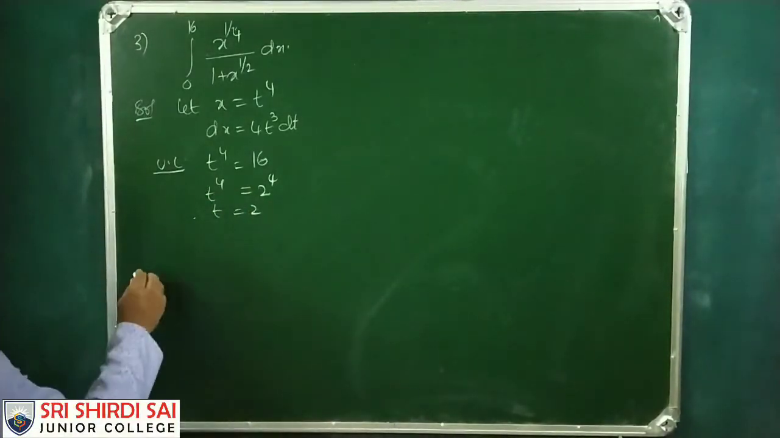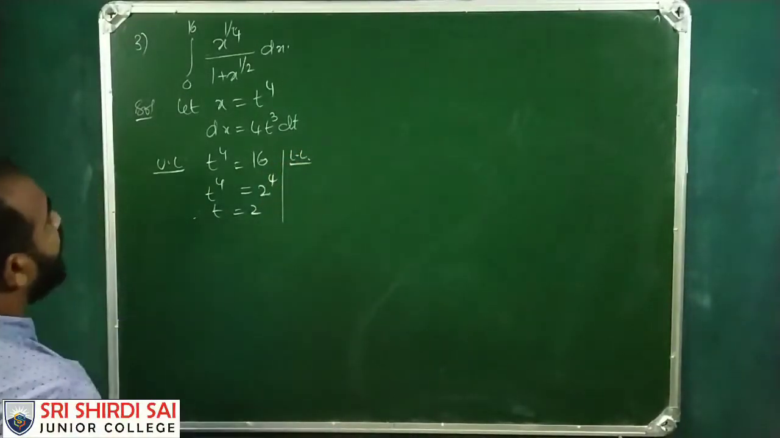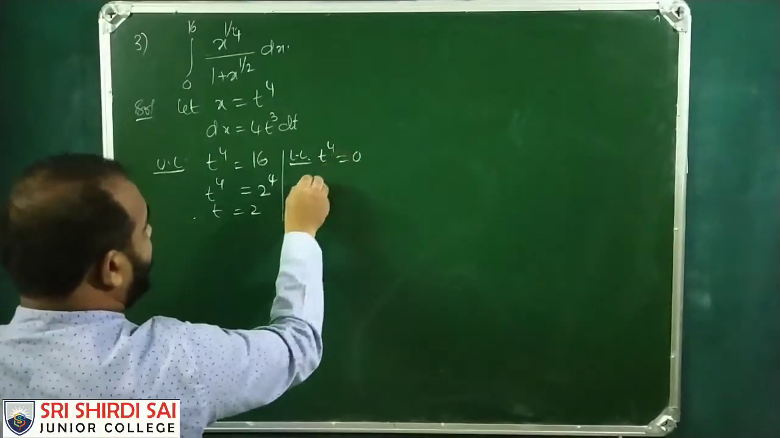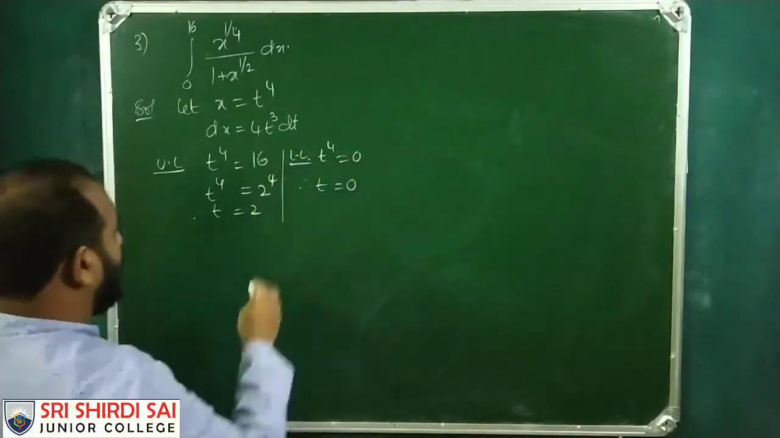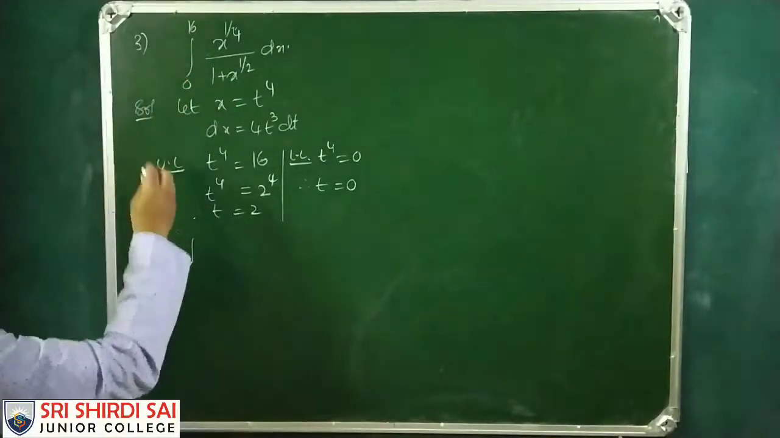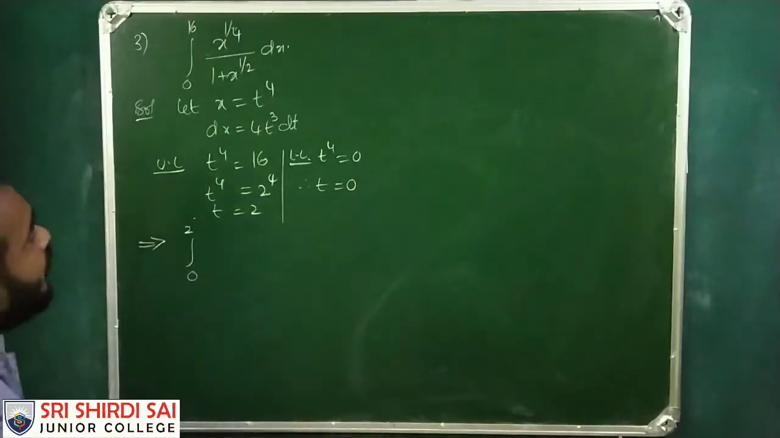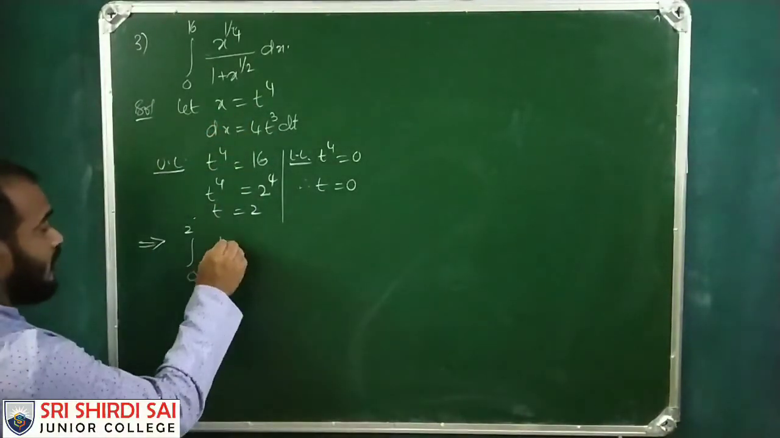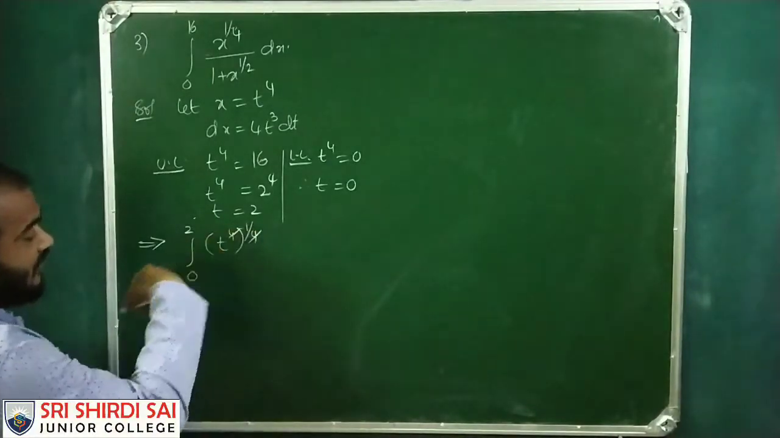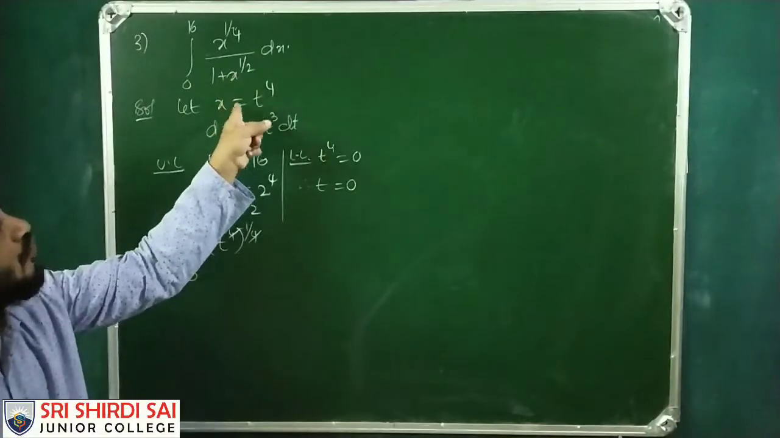Likewise lower limit: t power 4 is equal to x. Therefore t is equal to 0. Therefore the given function has become 0 to 2. So 0 to t, x power 1 by 4 is t power 4 whole power 1 by 4. So 4 gets cancelled. To cancel this out, we have taken it in this way.